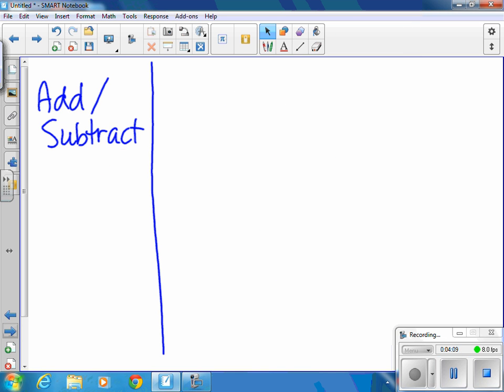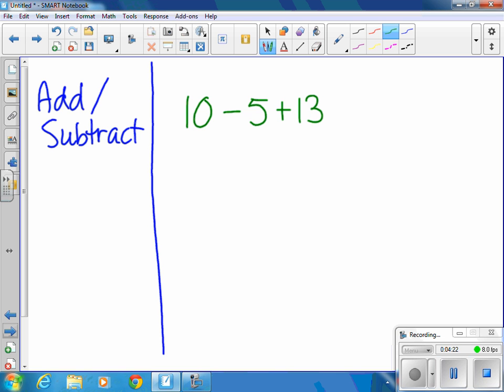Again, if we were adding and subtracting, we're working it from left to right. So if I have 10 minus 5 plus 13 plus 2 minus 1, I'm going to literally just go from left to right as I work this out. Doesn't matter what comes first. If it's subtraction, like here, or addition, I'm just going to work it left to right.